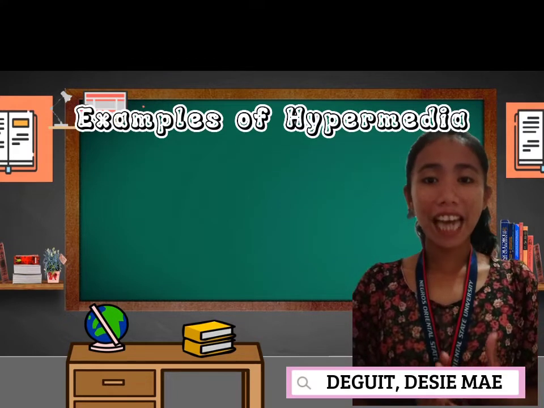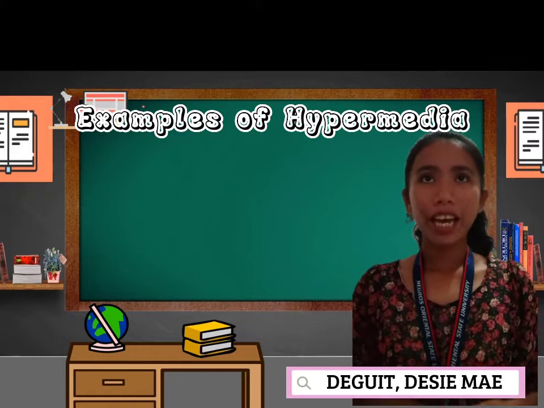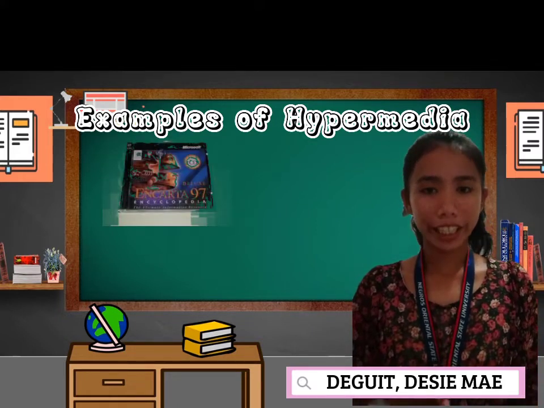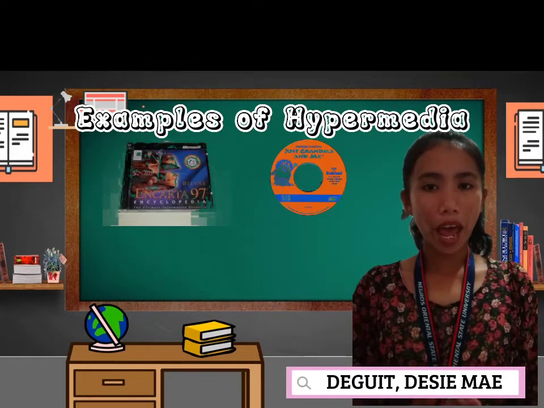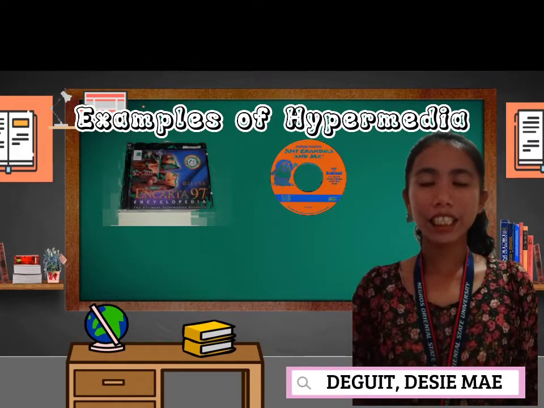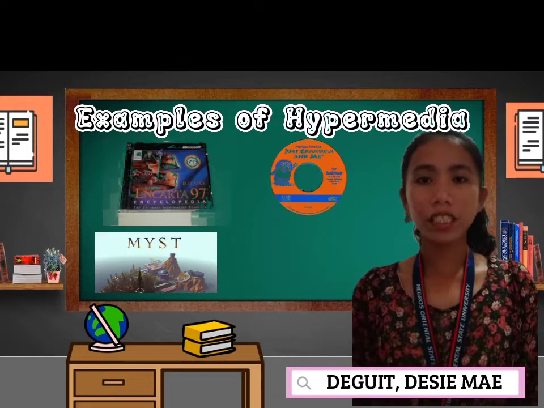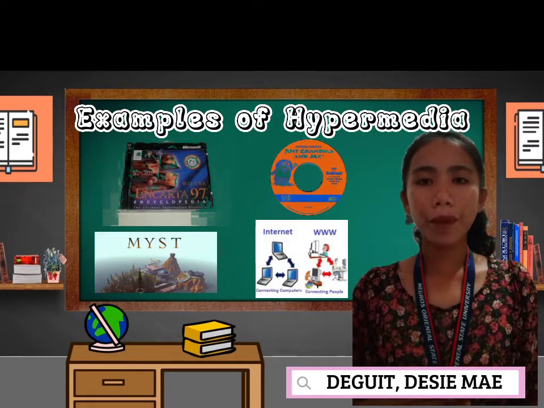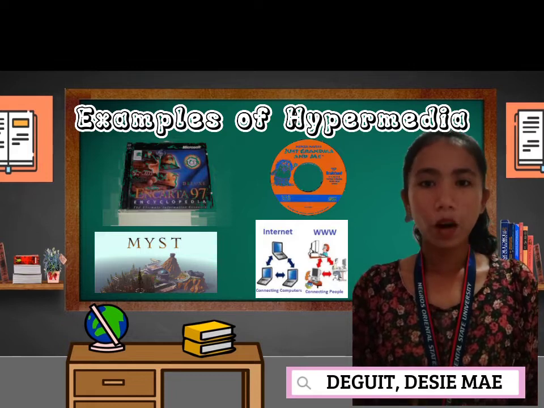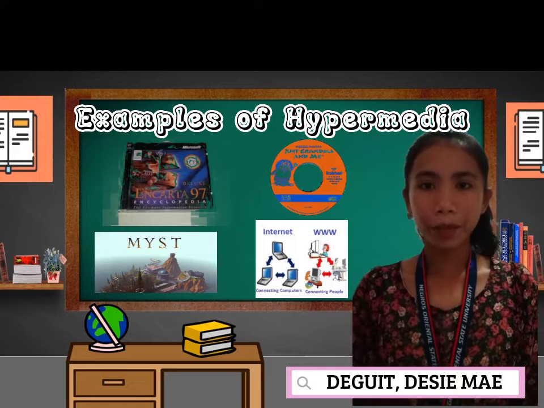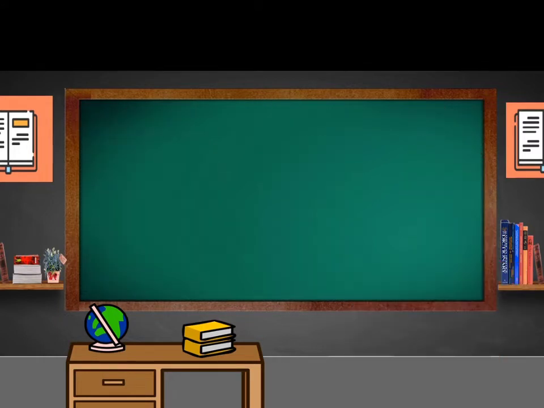Now, for the examples of hypermedia, we have the multimedia encyclopedias such as Encarta and Grolier, CD-ROM books such as Just Grandma and Me, the interactive adventure games such as Myst, and the information on the World Wide Web, or the WWW, are all types of hypermedia environments.